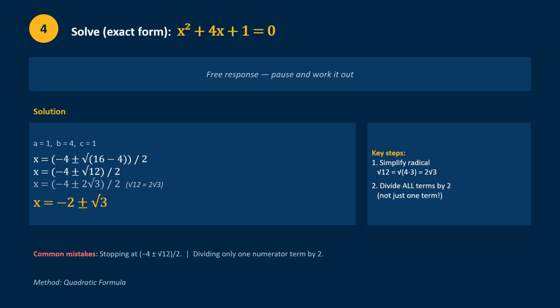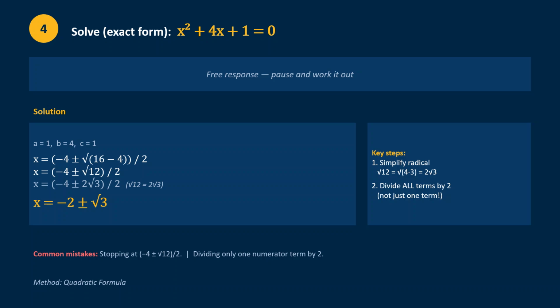Let us use completing the square. Move the 1 to the right. X squared plus 4x equals negative 1. Half of 4 is 2, and 2 squared is 4. Add 4 to both sides. X squared plus 4x plus 4 equals 3. Factor. X plus 2 all squared equals 3. Take the square root. X plus 2 equals plus or minus root 3. So x equals negative 2 plus or minus root 3.